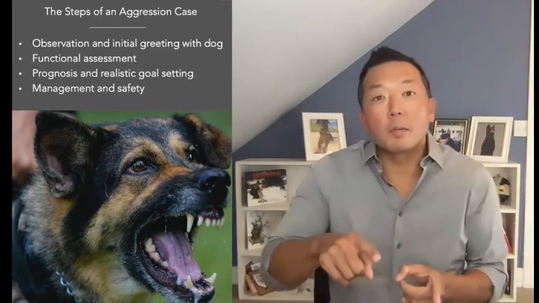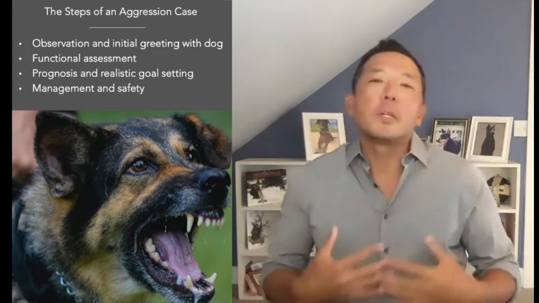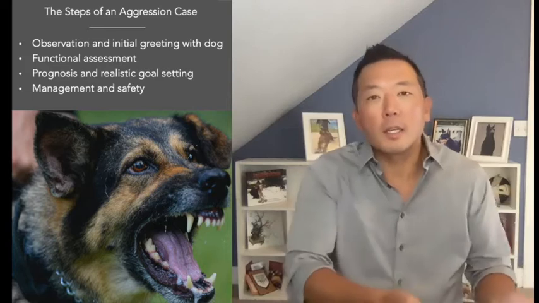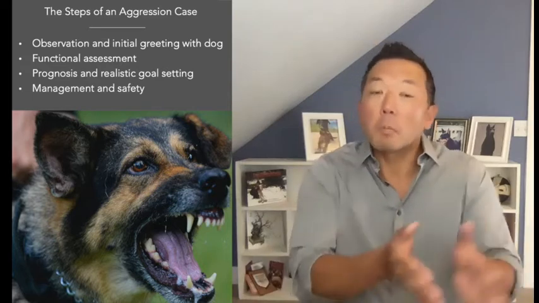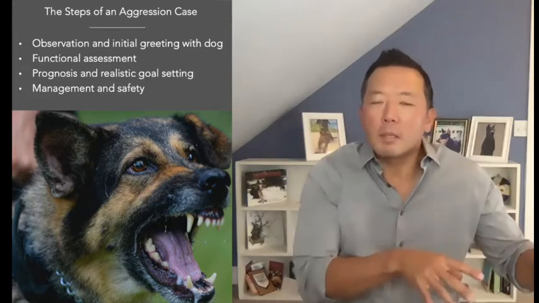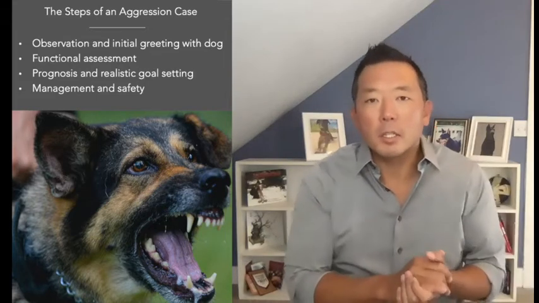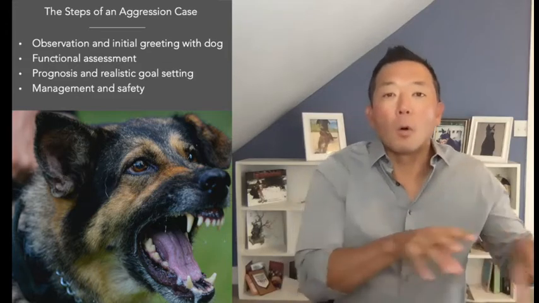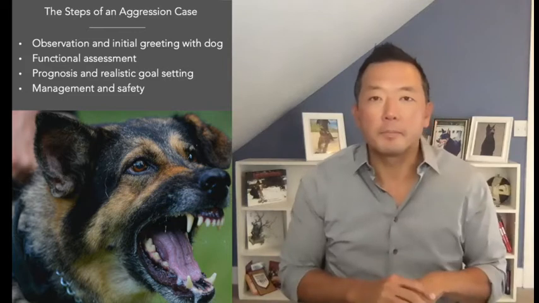Next up, of course, you're going to move into management and safety, which is where you're helping the clients set things up so that the dog cannot display the aggressive behavior or bite anybody or any other animals. And of course, safety and management comes first in your aggression cases. Always start with safety and management because it's often the core of your behavior change plan.